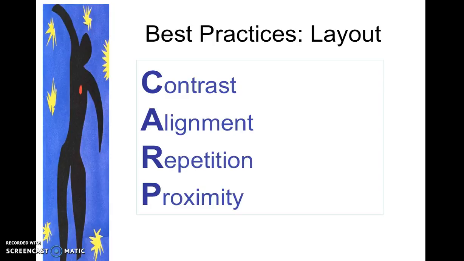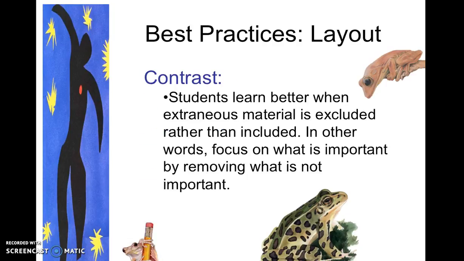Okay, so let's look at CARP in a slightly different manner. Contrast. Students learn better when extraneous material is excluded rather than included. In other words, focus on what's important by removing what's not important. The frogs become a distraction in this place. This is not a good thing. So the contrast from the content to the visual, the decorative visual that's being used, is bad. So we want, again, similar content and visuals paired together.